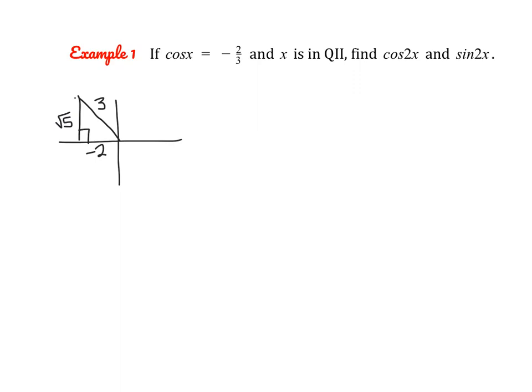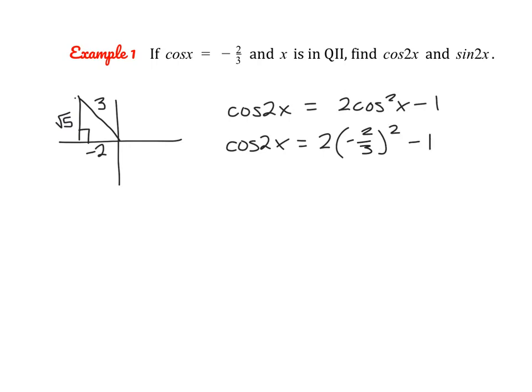Okay, so now that we have all three sides, we can look at the formula. Let's start with the double angle formula for cosine. You can pick any of the three forms, but since we already know what the cosine of the angle is, let's use this form of it, just so we don't have to find anything new yet. So cosine of 2x is going to be 2 times, well, we're going to take this and square it, and then we subtract 1.